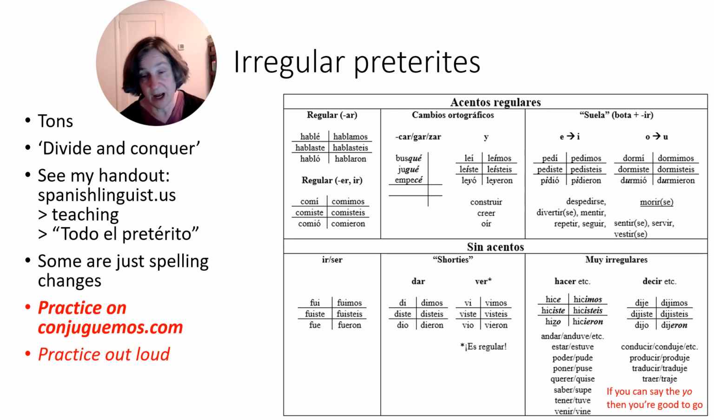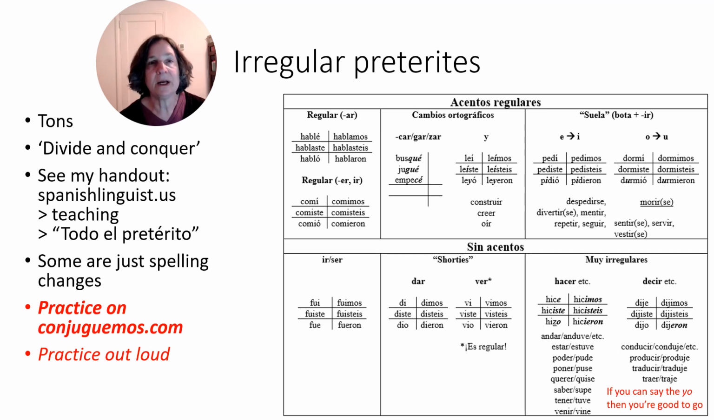So andar, anduve, estar, estuve, poder, pude. So if you know the yo, you're good to go because you can just continue. So if you know that querer corresponds to quise, well, then you roll it out. From quise, you have quise, quisiste, quiso, quisimos, quisistes, quisieron. And again, that's based on practicing hacer. So it's complicated, but again, divide and conquer.